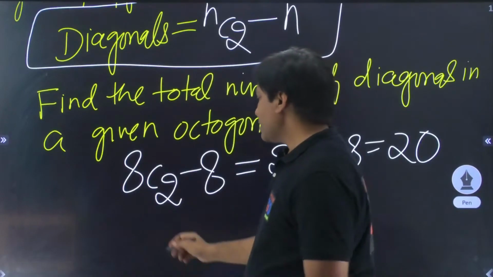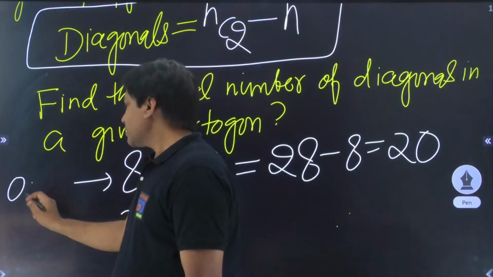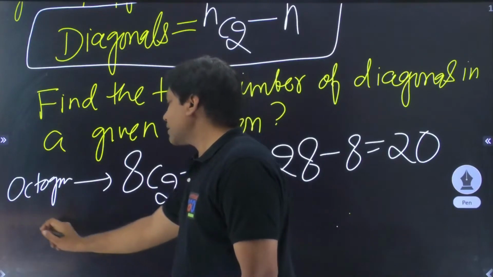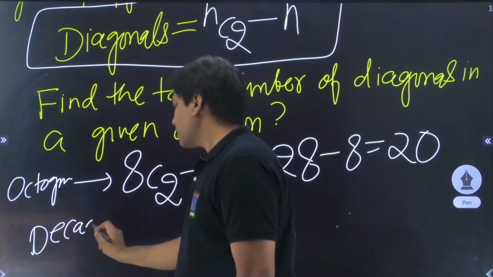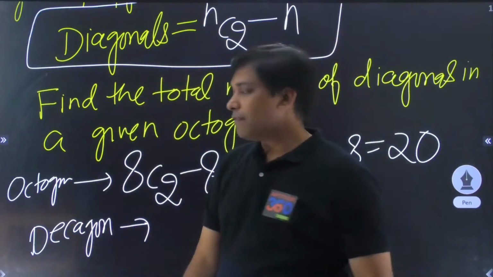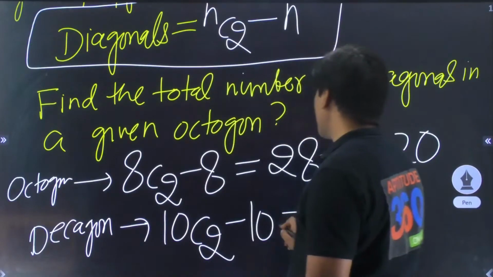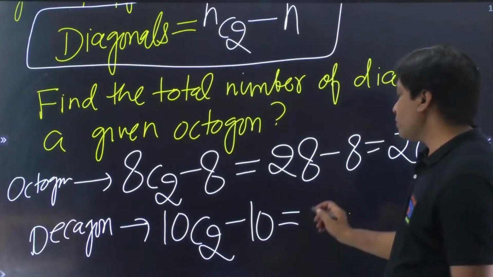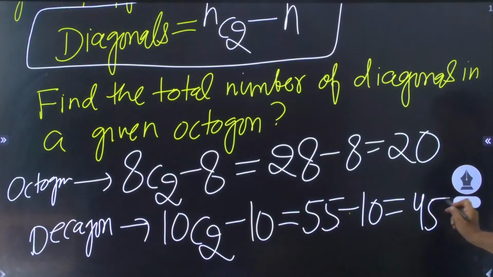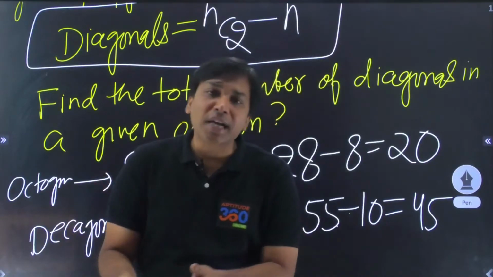If it is an octagon, if it is, I would say if it is a decagon. What is a decagon? A shape having 10 sides. If a shape is having 10 sides, it is going to be 10c2 minus 10. What is the value of 10c2? 10 into 9 divided by 2, which is 45. 45 minus 10, that answer is coming out as 35. So if there is a shape which has 10 sides, the number of diagonals will be 35.